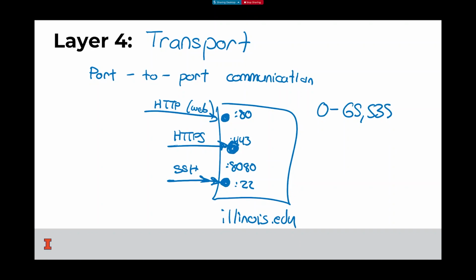So by doing port-to-port transit, the network layer gets you to a particular computer. The transport layer gets you to a particular program on that computer. It connects you to a particular app. So it tells what port number on that computer you are connecting to, and that port number is going to be assigned to one particular app on the operating system.